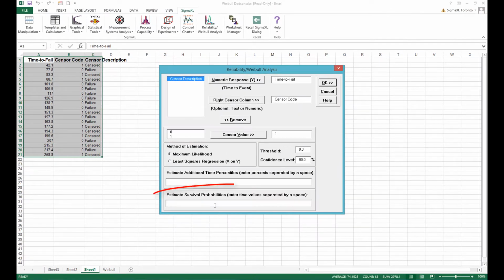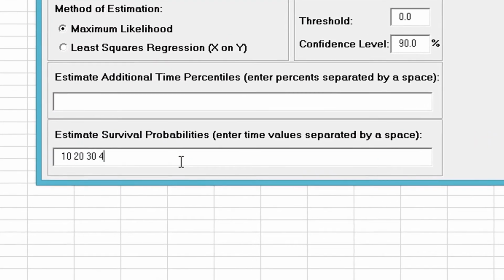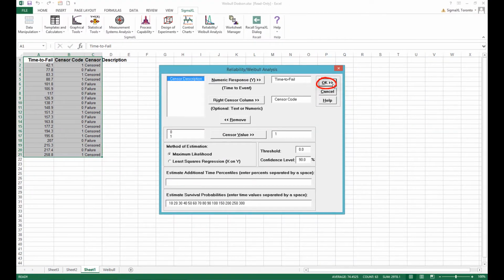In order to estimate survival probabilities, I'll have to enter the time values separated by a space. I use 10 to 100 in increments of 10, and 100 to 300 in increments of 50. Clicking OK will result in our Weibull analysis report.